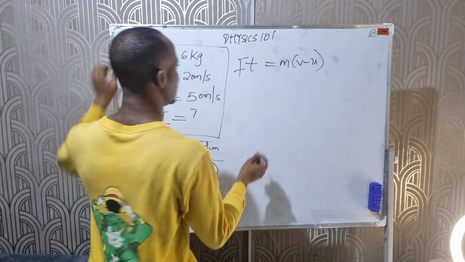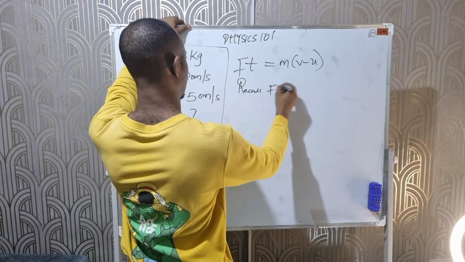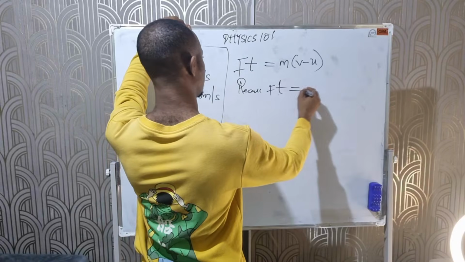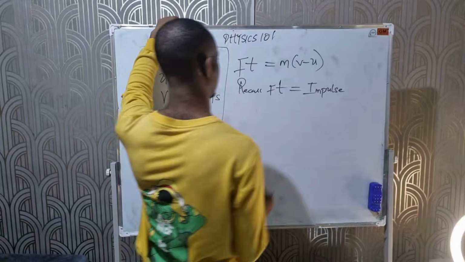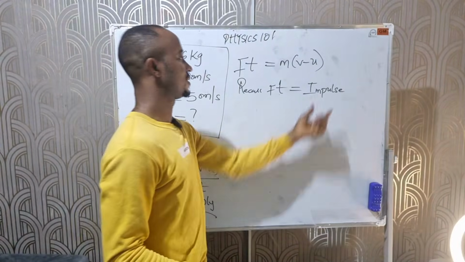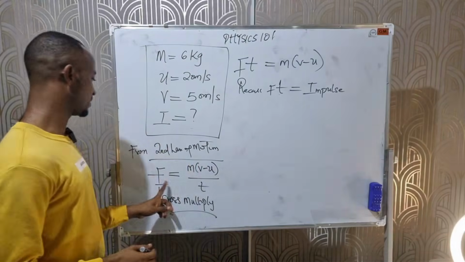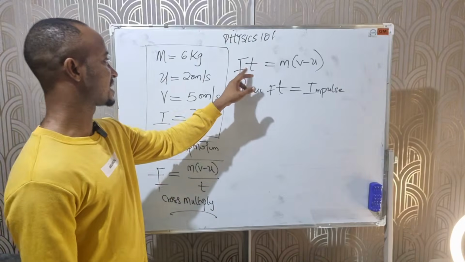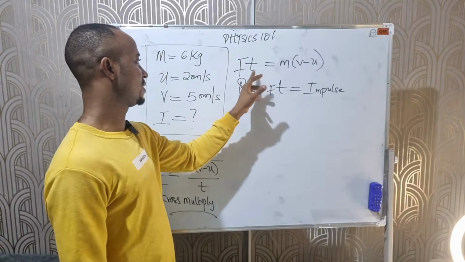Hope you are aware that we call force times t impulse. Ft is equal to impulse. So impulse is simply the product of force and time. By the time we cross multiply here, that will give us force times time, which is impulse.